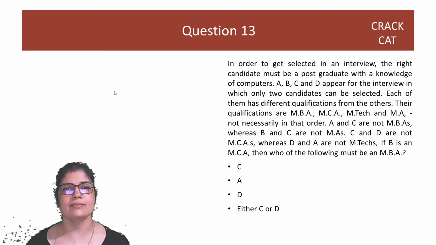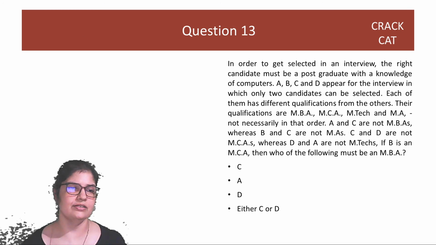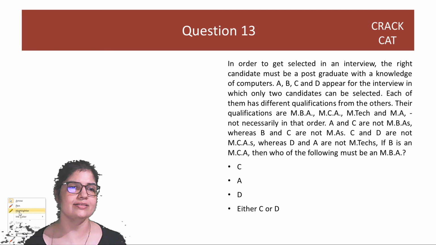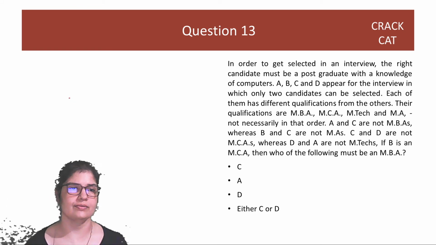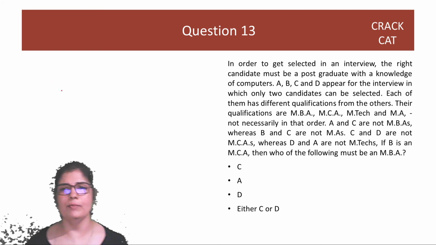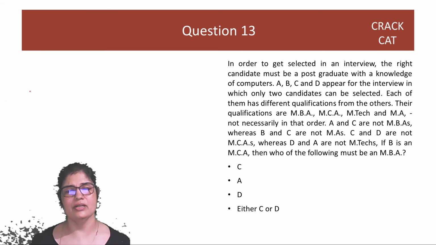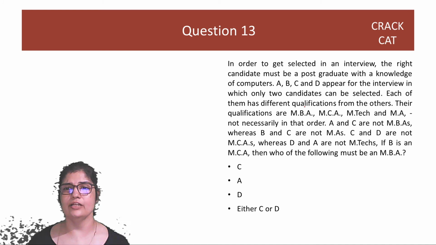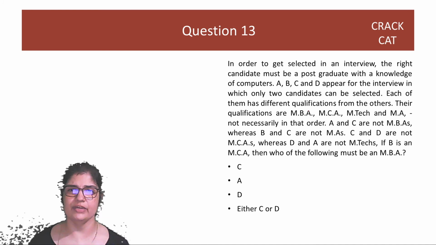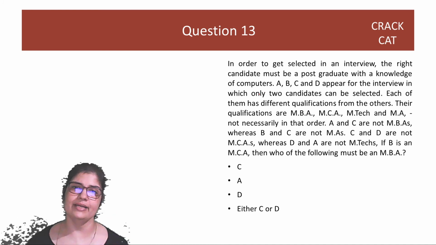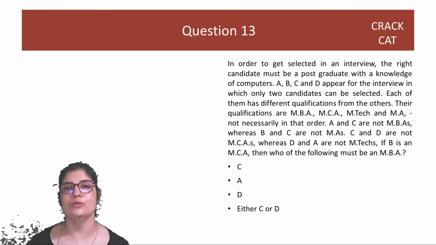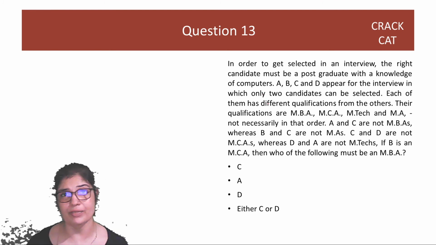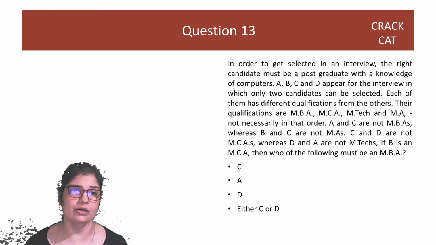Last question, guys. In order to get selected in an interview, you have 4 candidates and you have 4 positions. And this is just a combination of direct, indirect information. If you want to get it quickly in a jiffy, okay? They're saying that no 2 candidates have the same qualification. So, once you say that B is, let's say, an MA, then you can eliminate everybody else from being an MA. And B is also no longer an MA, right?